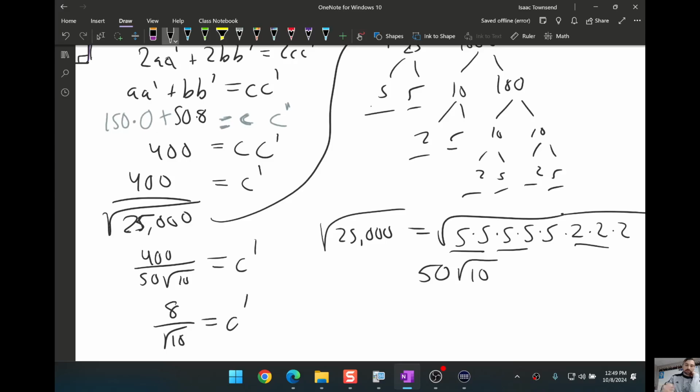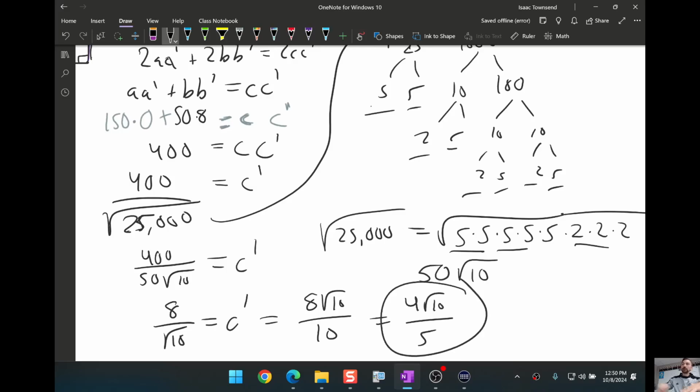And then what else could we do? Because this still doesn't look right. Right, so we could rationalize. This is where I was saying a minute ago, we almost never rationalize in calculus. The only reason I'm doing it here is because I'm trying to make it look like theirs. So we can multiply the top and bottom by the square root of 10. And then after you do that and reduce, it will look like theirs.